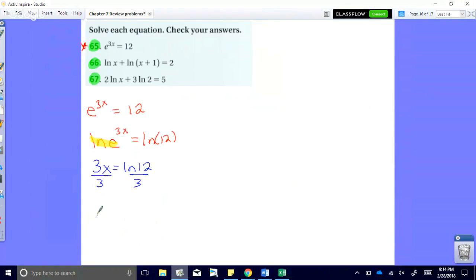And I can divide by 3, so x is equal to, again, this becomes calculator. So I have the natural log of 12, and then divided by 3. And I get 0.828.